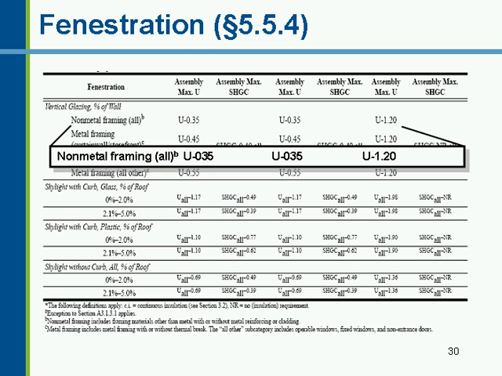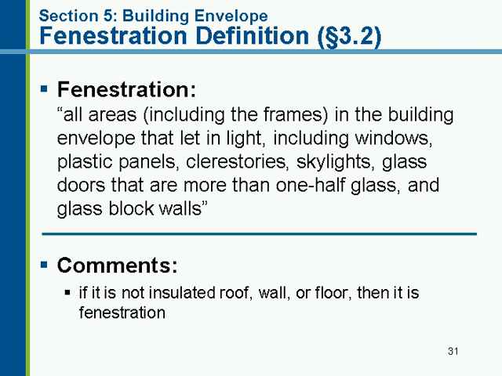Now let's move on to fenestration. And here's where there's a number of changes in categories for 2007. Now the definition has not changed. The definition of fenestration in section 3.2 is all areas, including the associated frames, that let in light, including windows, plastic panels, clerestory skylights, glass doors that are more than half glass, and glass block. Essentially, if it's not insulated, such as an insulated roof, wall or floor, then it's considered fenestration.